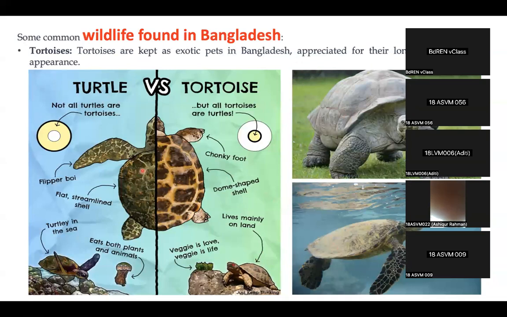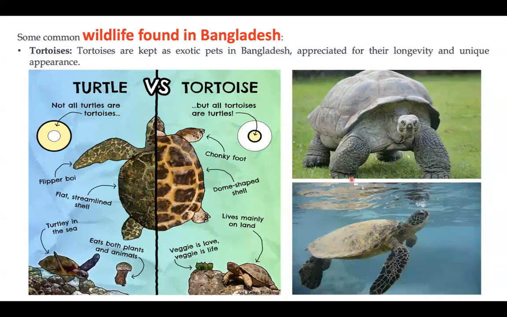And for the foot, as you can see, the tortoise has a scaly foot with nail-like, finger-like structures, but the turtle has flippers. If we say it in Bangla, it is like a fin or paddle. Whatsoever, they have flippers, they don't have any finger-like structure as the tortoise does.